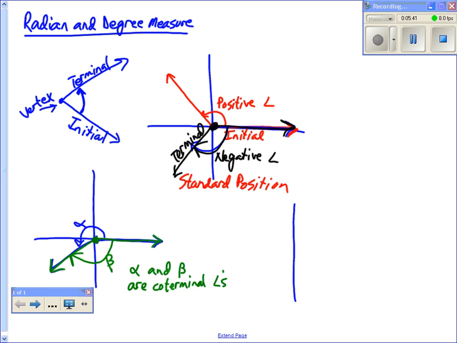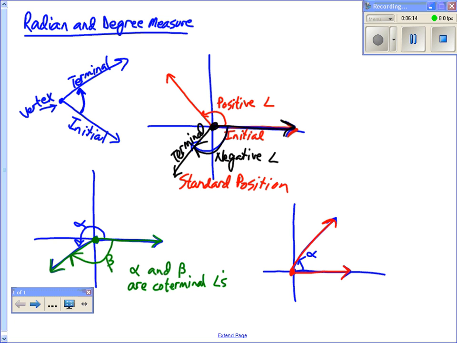You could have coterminal angles that both go in the positive direction. Start here, and let's have one go that amount. Let's have it be alpha again. Now let's draw a coterminal angle that starts at the same place and ends at the same place, but is also positive, so it goes the same direction. So we start here, same initial side, and we have to end here.